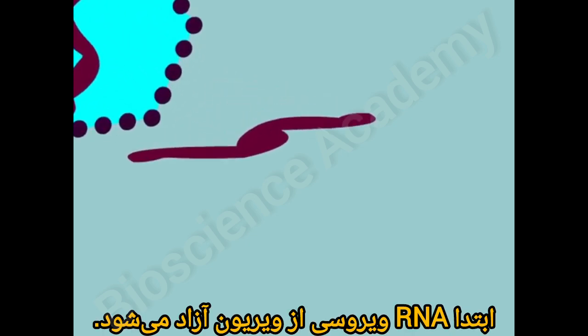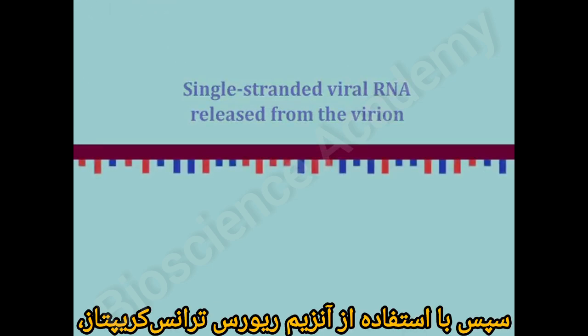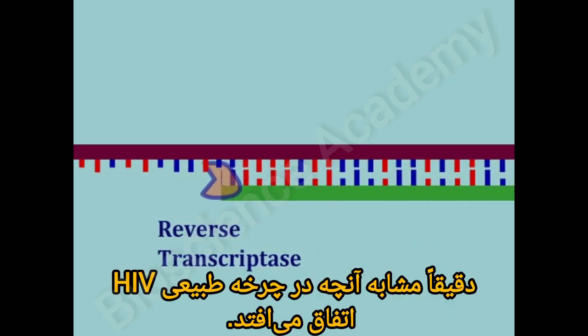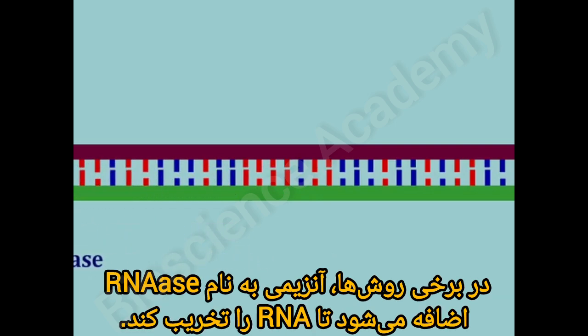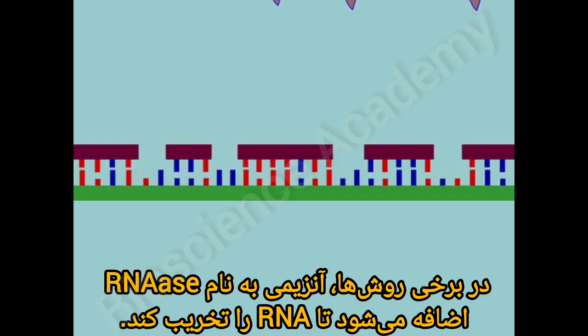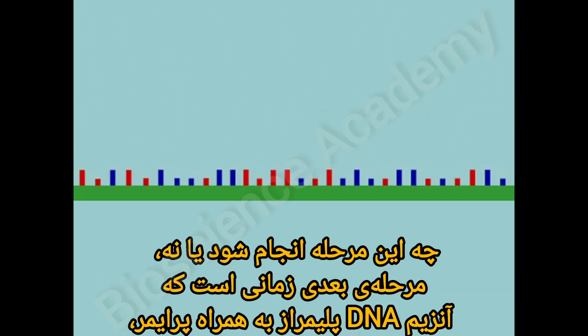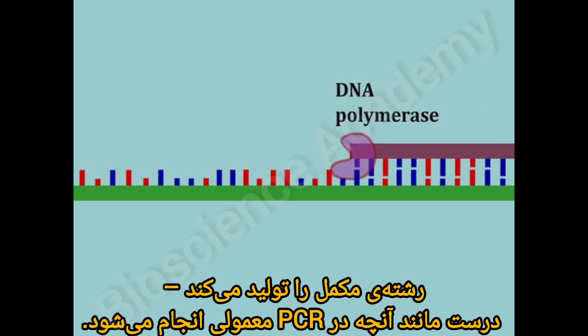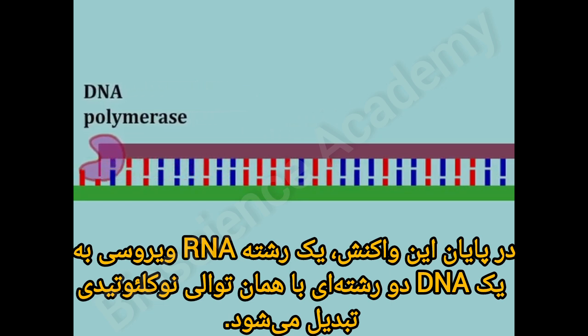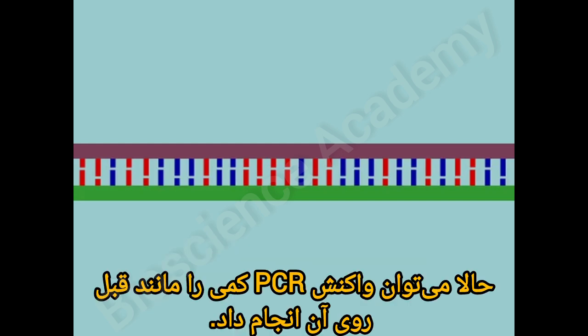First, the viral RNA is released from the virion. Then, a complementary DNA strand is synthesized from the viral RNA using purified reverse transcriptase, just as it does in natural HIV replication. In some protocols, a specialized RNase enzyme is then added to nick the RNA and allow it to be degraded. Whether or not this is part of the procedure, the next key step occurs when a DNA polymerase and a primer generate a complementary DNA strand, just as in the PCR reaction. At the end of this reaction, a single strand of viral RNA has been converted to a double-stranded DNA that has the same sequence of nucleotide bases. The quantitative PCR reaction can proceed as described previously.